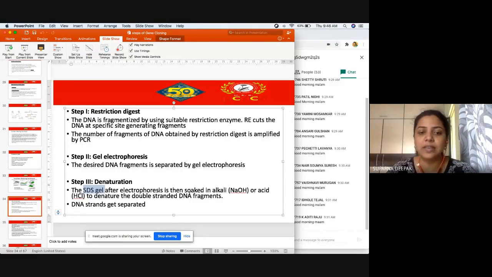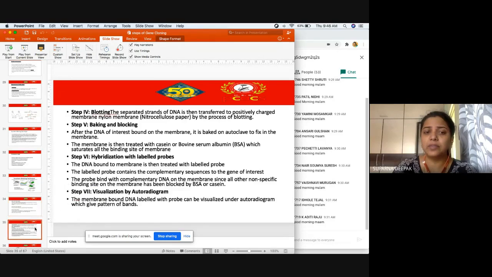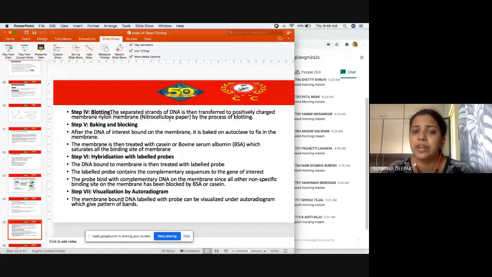The gel is then soaked in alkali and acid, so that the double-stranded DNAs get denatured into single-stranded DNAs. Then the next step is blotting. Once the DNA is separated, it will be transferred to a positively charged nylon membrane, or nitrocellulose paper, by the process of blotting.